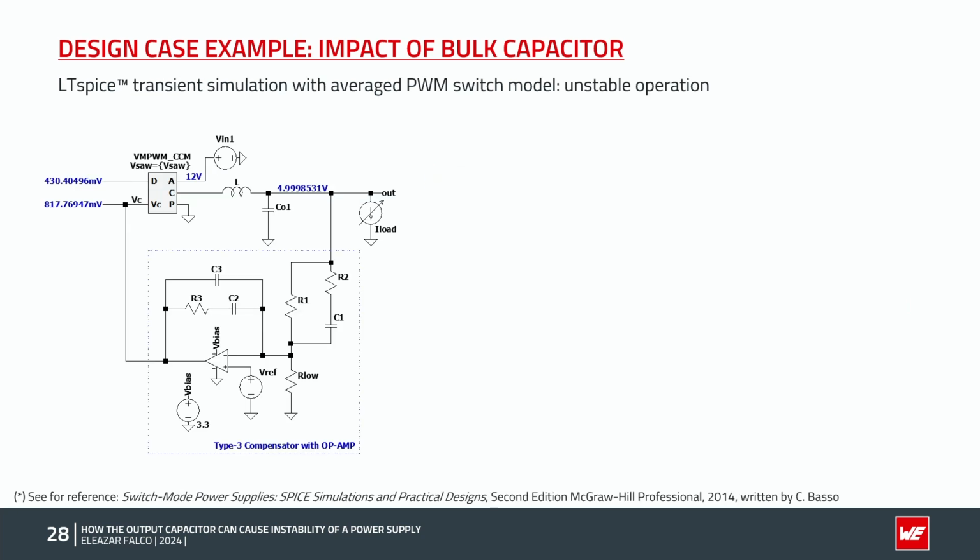Now, we cannot measure the loop in these conditions, but amongst other options, we can use SPICE simulation to confirm that this behavior is really due to instability of the feedback loop. Here we can see the LTspice circuit with the output stage of the buck converter and the type 3 compensator, and we are using the average PWM switch model in voltage mode control, which eliminates the switching transitions. I have referenced here this book, which provides good guidance on creating such average models in SPICE.